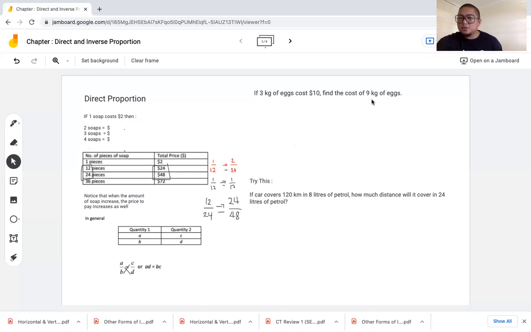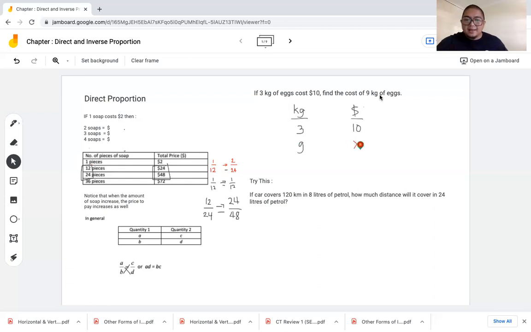So some of you are confused which one is going to be the A, which one is going to be the B, which one is going to be the C or the D. So the technique here is for you to first write down the quantity, the units of measurement. So in this case, I'm going to write kilograms and dollars. And what you're going to notice is that the arrangements of these particular values are right there in the statement itself. So let's say, for example, 3 kilograms would cost $10. And then it says here, find the cost of 9 kilograms of egg.